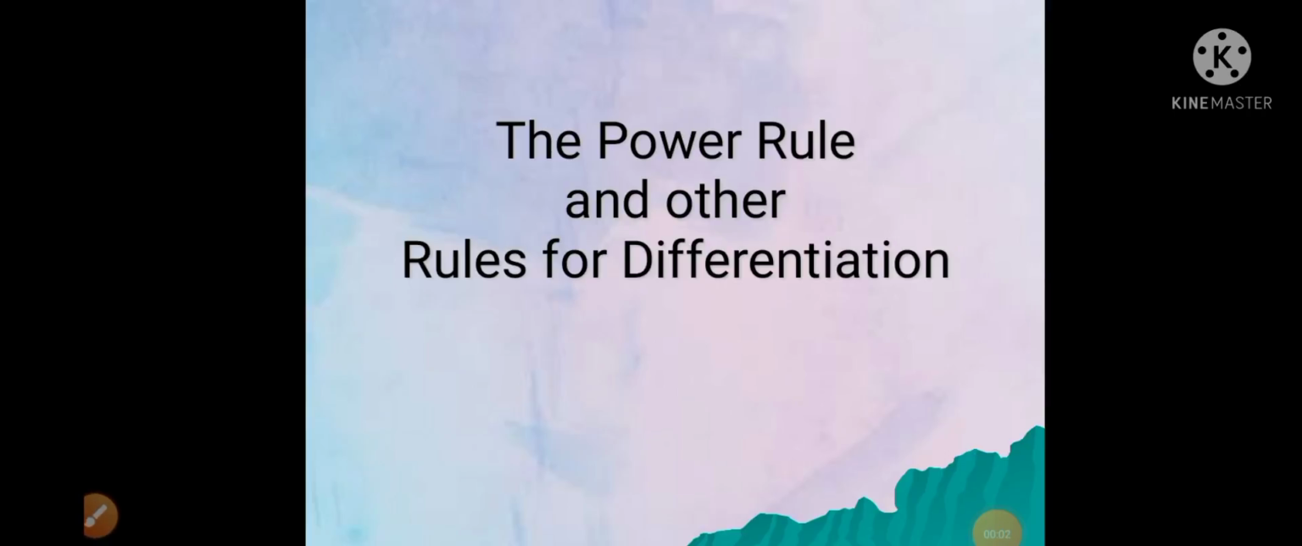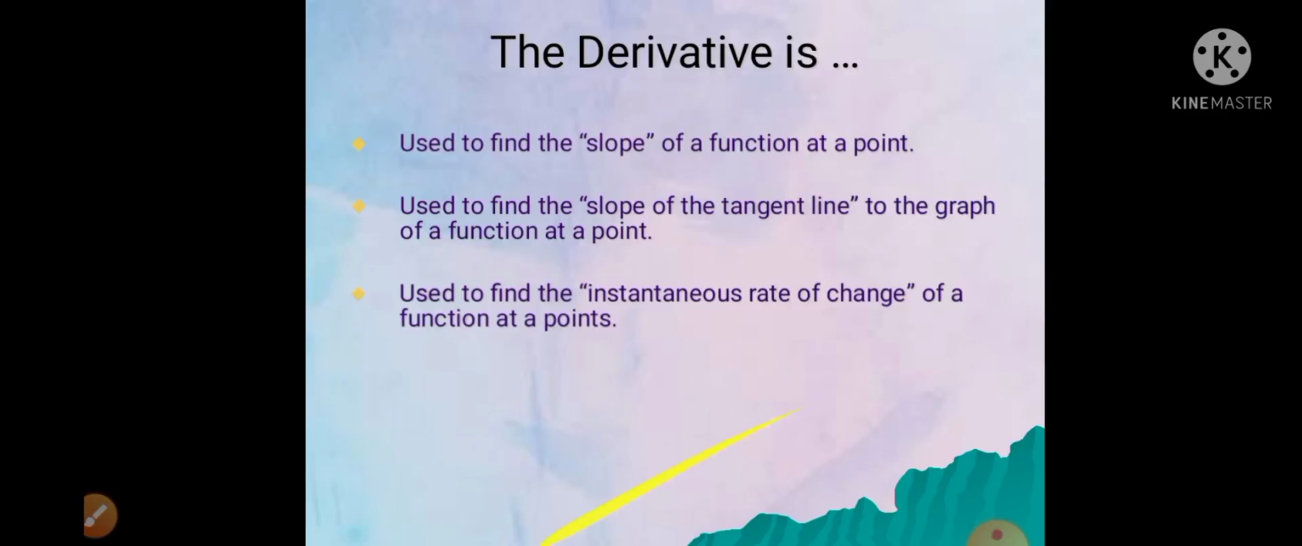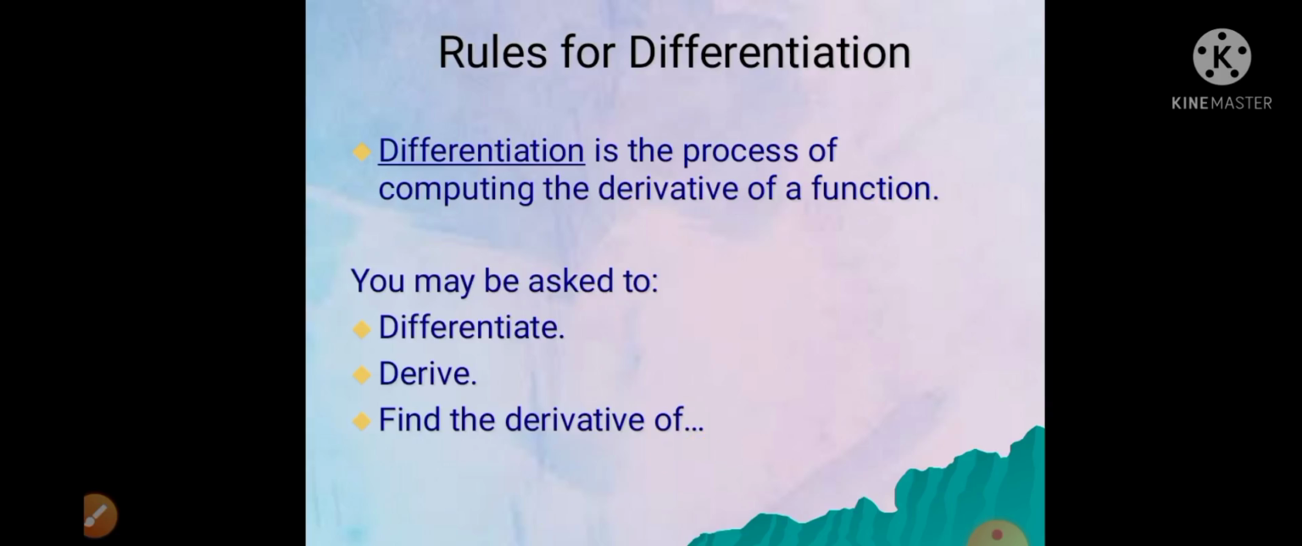The power rule and other rules for differentiation. The derivative is used to find the slope of a function at a point, to find the slope of the tangent line to the graph of a function at a point, and to find the instantaneous rate of change of a function at a point.